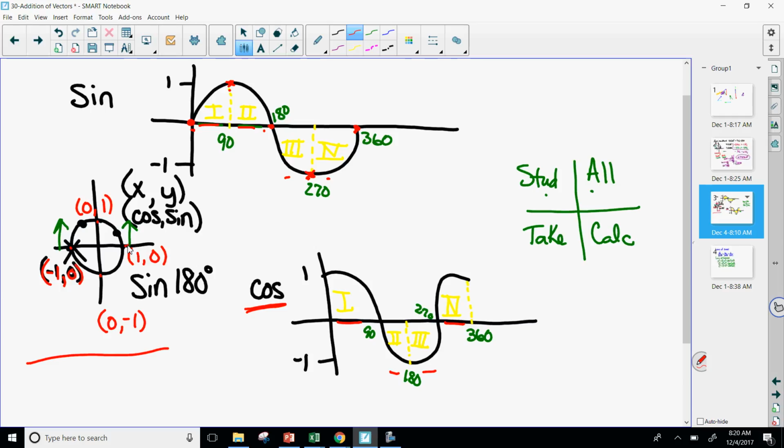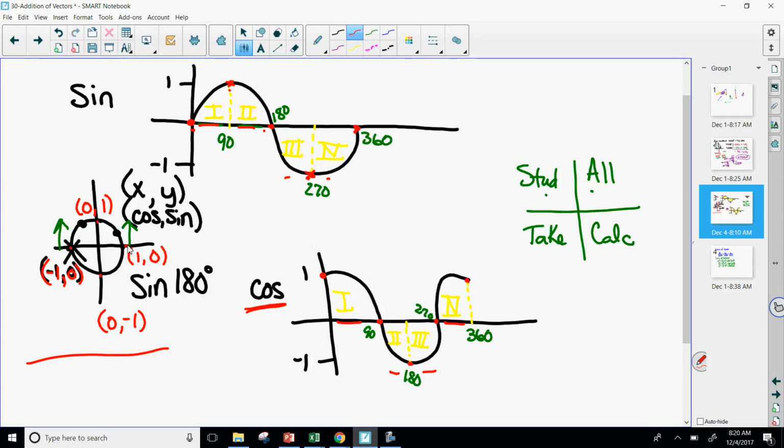Now, if you look at your values, what is the cosine of 0 degrees? 1. Well, that agrees with the unit circle. What's the cosine of 90 degrees? 0. What's the cosine of 180 degrees? -1. What's the cosine of 270? 0. Of 360? 1. So I don't care which one you use, but the sine and the cosine curve can help you.